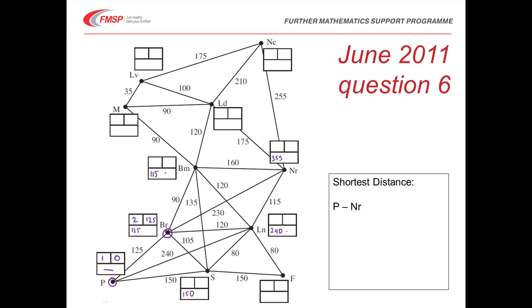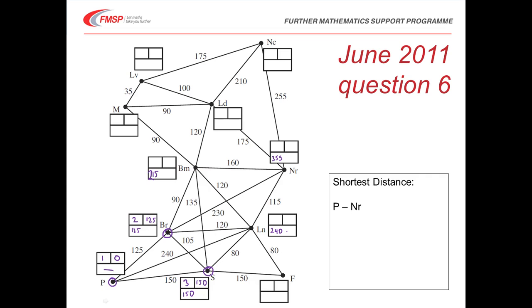I realised when I wrote in the 115 that that might not have been the best choice so far. Let me just check my calculation there. That should be 215. 125 plus 90 is 215. Right, so 150 is my best value. This is box number 3, 150.